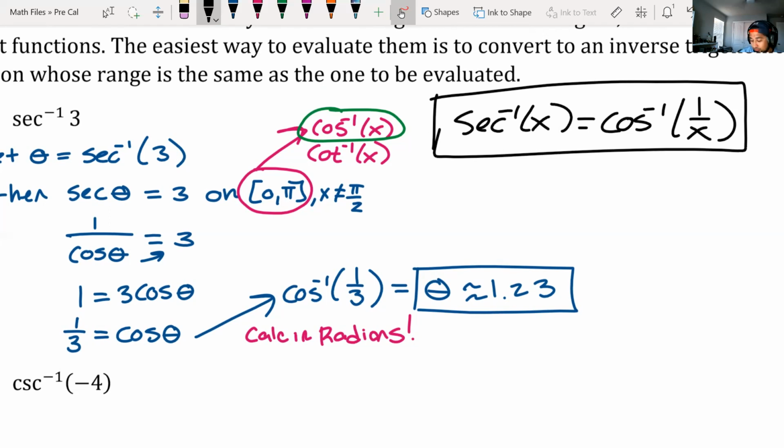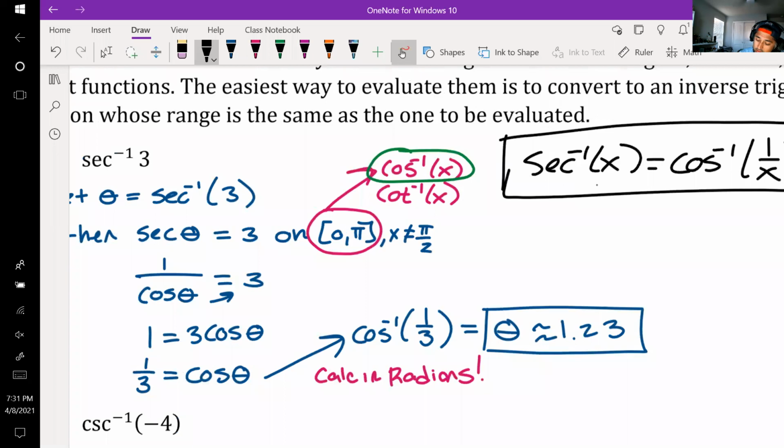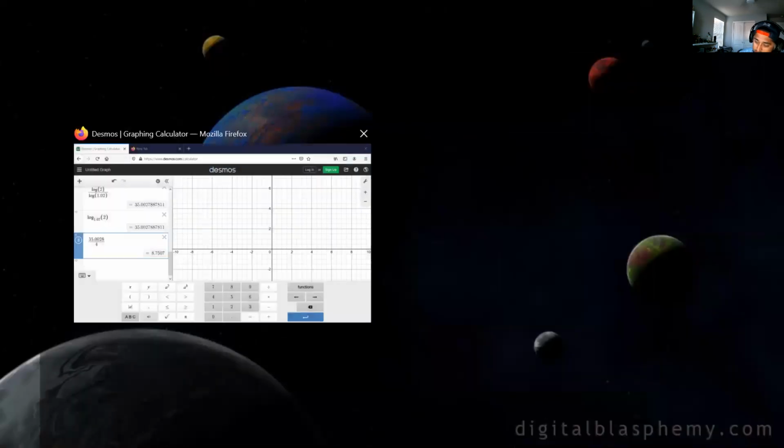I'm going to try it out. Yeah, play around with it. Okay. So if you're ever given the inverse secant of any other number, then you know that you can always convert it to the inverse cosine of 1 over that number. Look at that. That's cool. We just created a formula. All right. And of course, maybe I can show it on Desmos. Let's see.